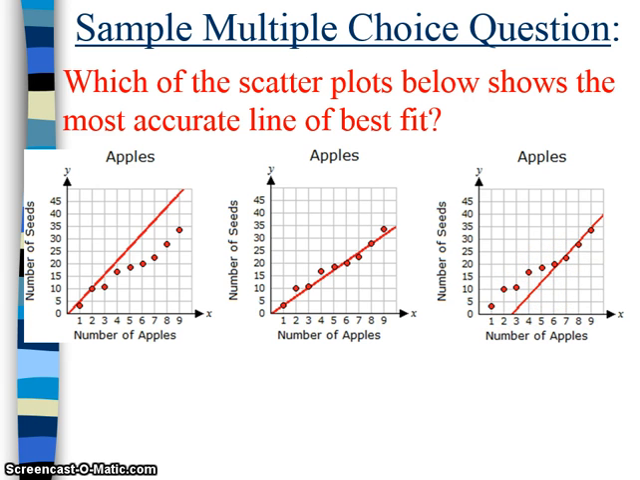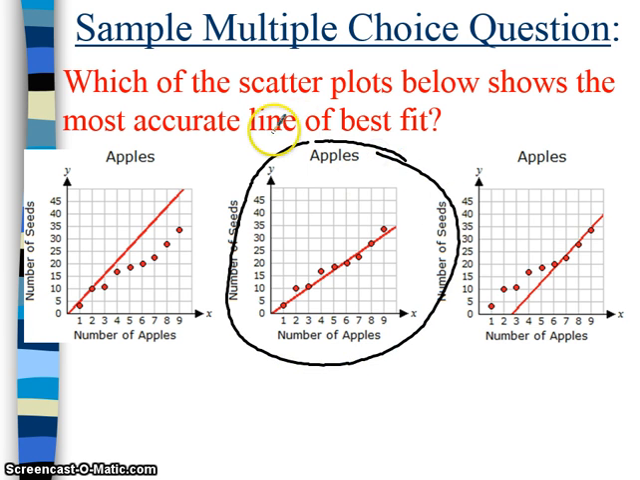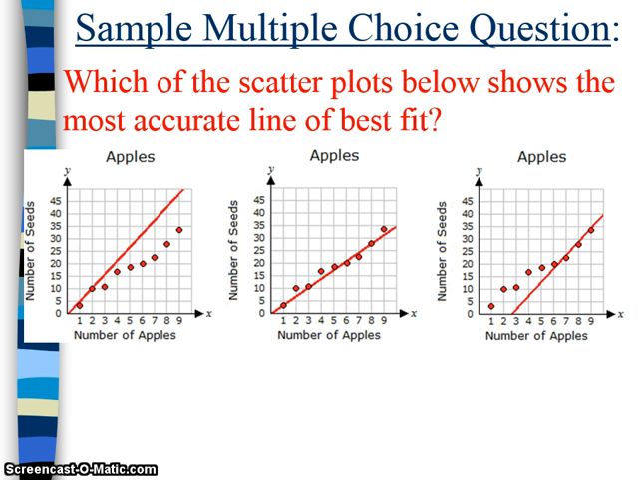So the best scatter plot with the best line of best fit, which is also known as a line of regression, line of best fit and line of regression are synonyms for each other, is this center graph because it matches the positive correlation. Half the dots are above, half the dots are below.